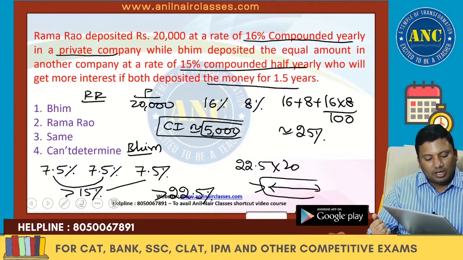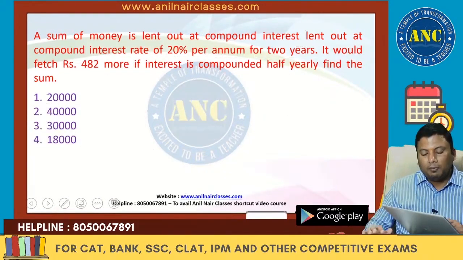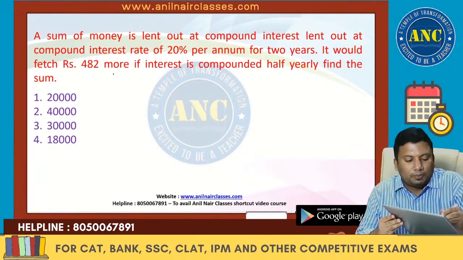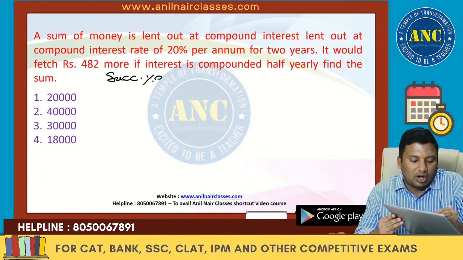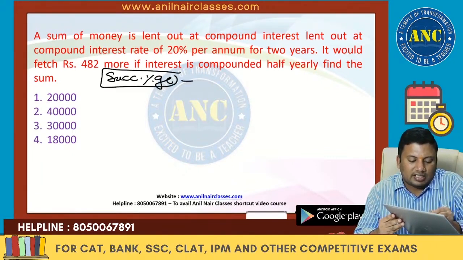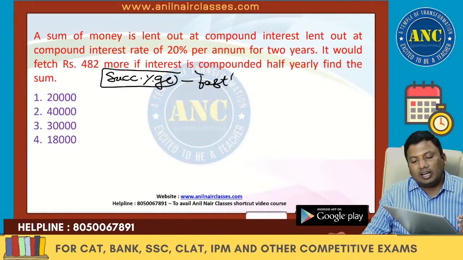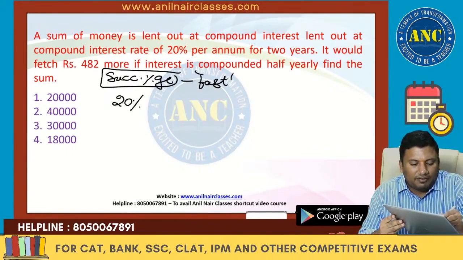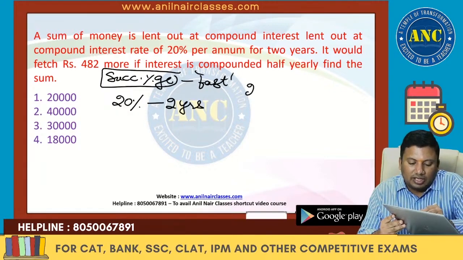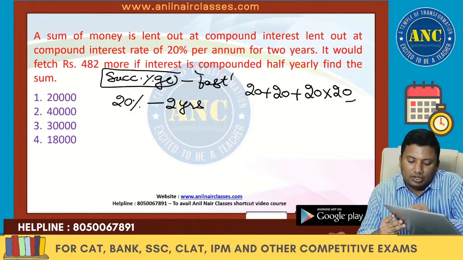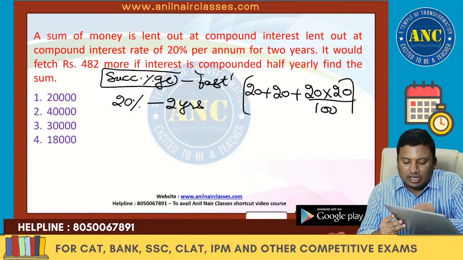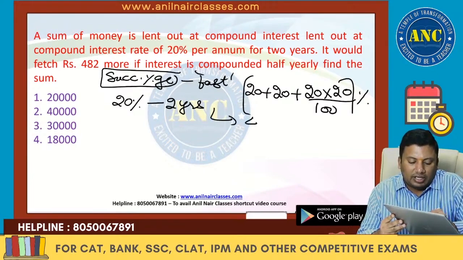All these problems can also be done by using successive percentage. By using successive percentage, the logic will be faster. A sum of money is lent out at compound interest at 20 percentage per annum for 2 years. So what will it be? First year 20, second year 20. 20 plus 20 plus 20 into 20 by 100, which is nothing but 44 percentage.